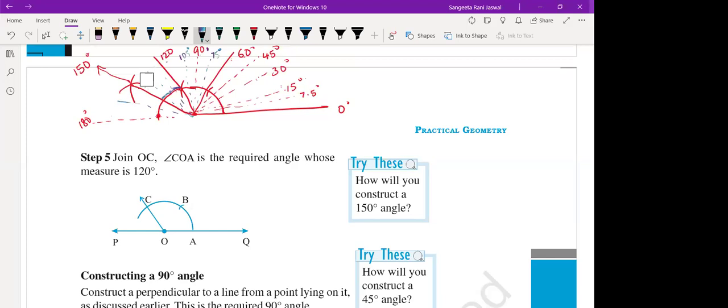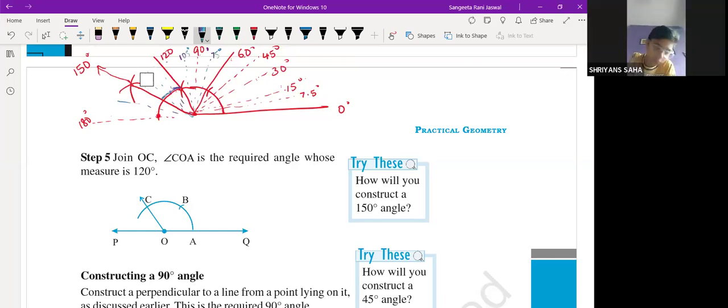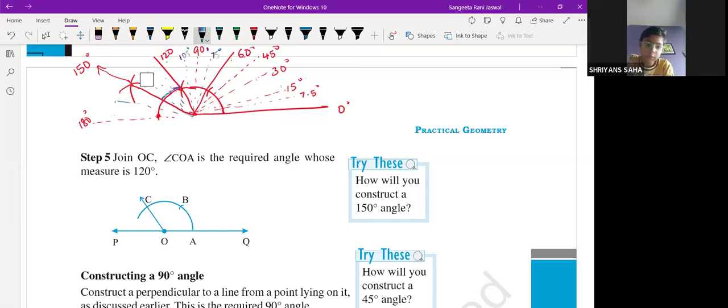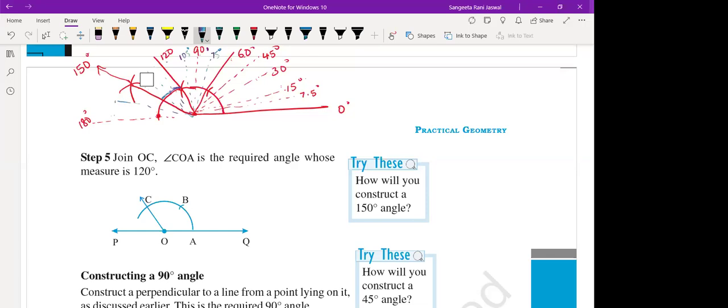Are you understanding? We can have a nice arrangement of different angles here. And if you want to get even smaller angles than this 7.5, you can still bisect these two and get an even smaller angle.